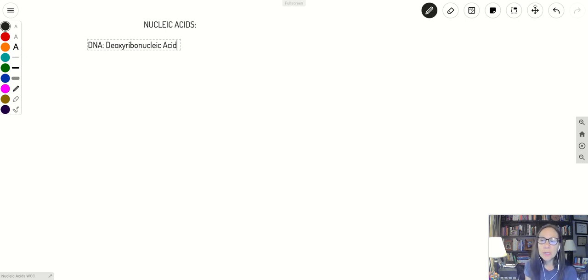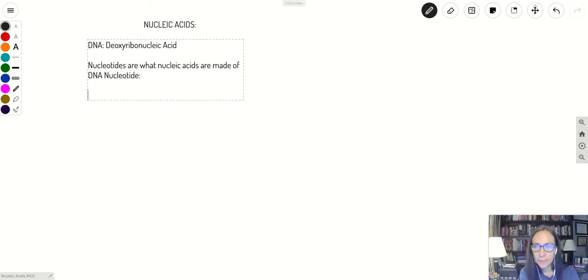All nucleic acids are made of monomers, so pieces. The pieces for nucleic acids are called nucleotides. So nucleotides are what nucleic acids are made of. We are going to draw and describe a DNA nucleotide. A DNA nucleotide is made of three parts.